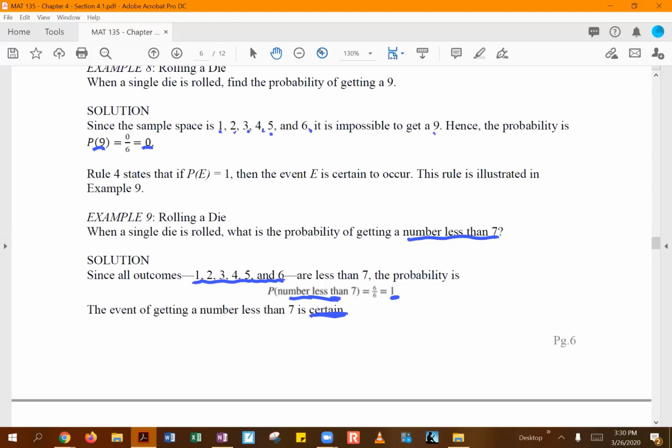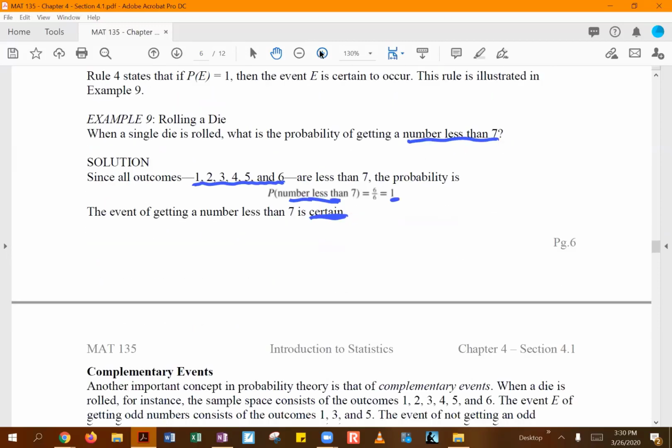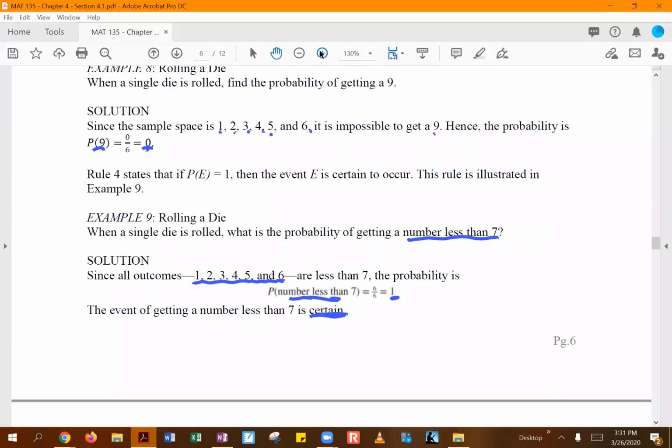Okay? So this was kind of an example to show you when an event is not going to occur, which was right here when they asked us to find the probability of 9 in example 8. So this is a probability of 0. In example 9, where they're saying what's the probability of getting a number less than 7? Well, that's a probability of 100%, or 1, because we know all these numbers, 1, 2, 3, 4, 5, and 6, are all going to be less than 7. So there's a good chance we land on one of these numbers, so our probability is going to be 1. Okay? All right, so let's stop right here and look at an example.